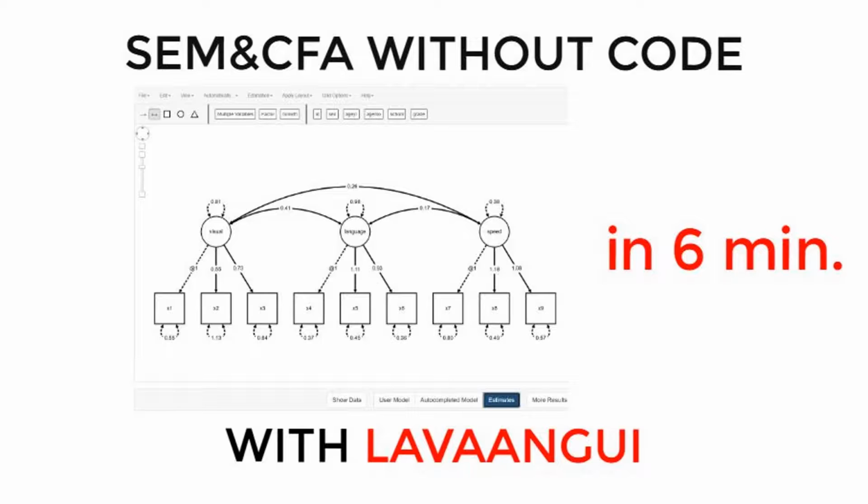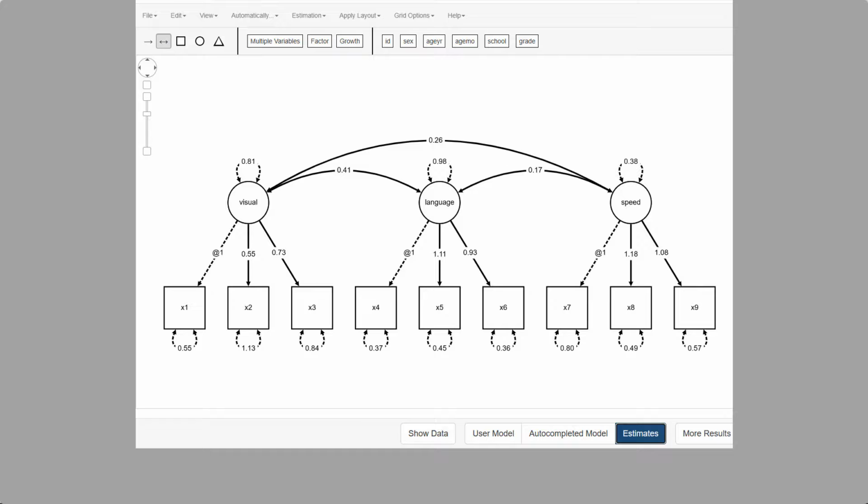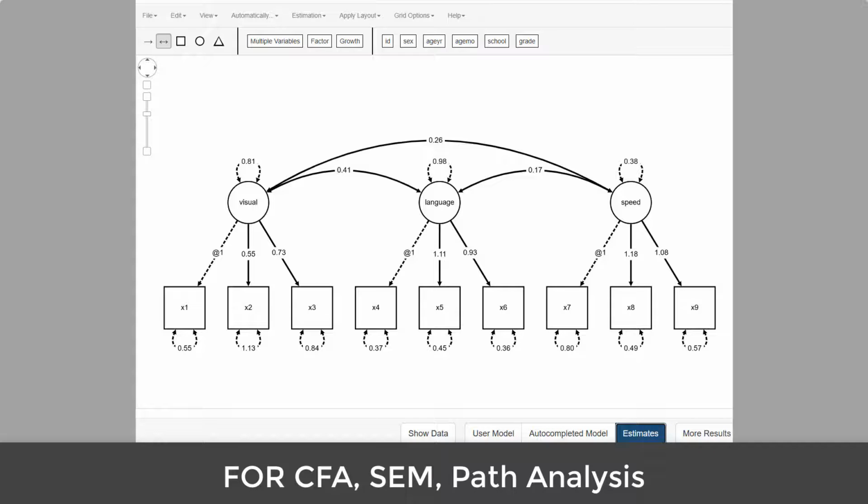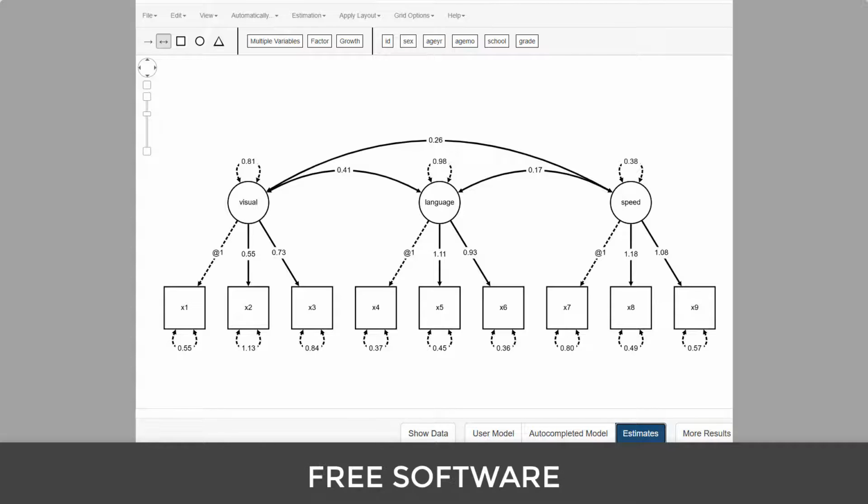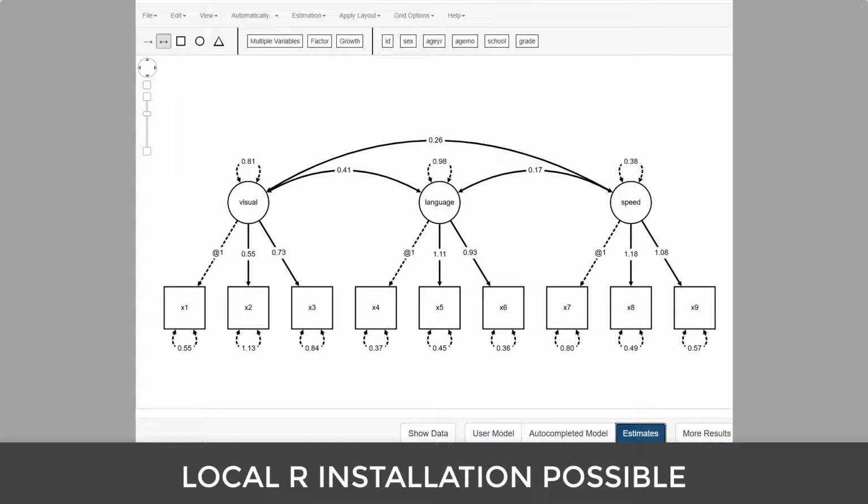In this video, I will give you a short introduction into Lavaangui, a graphical user interface for Lavaan. With that you can model CFA, SEM or path analyses without writing one line of R code. And it's free. You can use it directly via the internet. The link is in the video description. You can also run it locally with your R installation. You'll find a written explanation how to do that linked in the video description too.